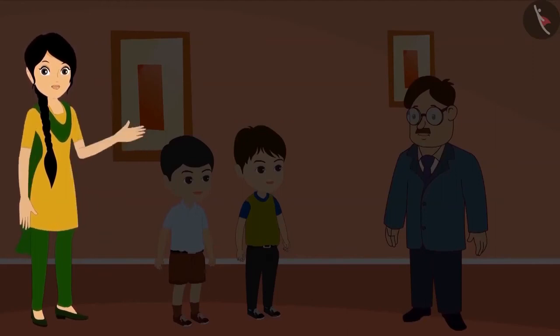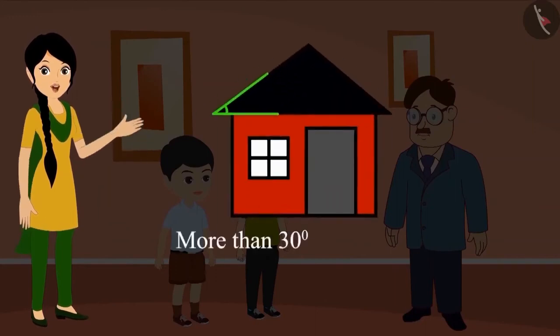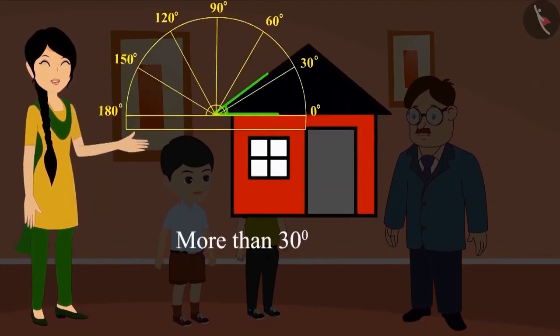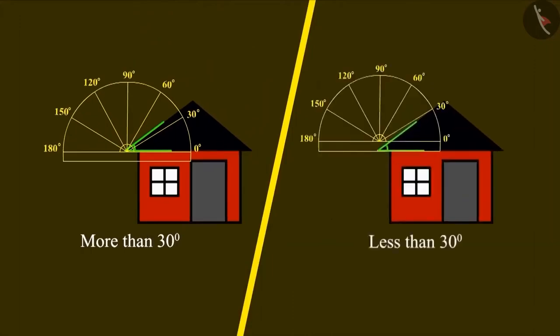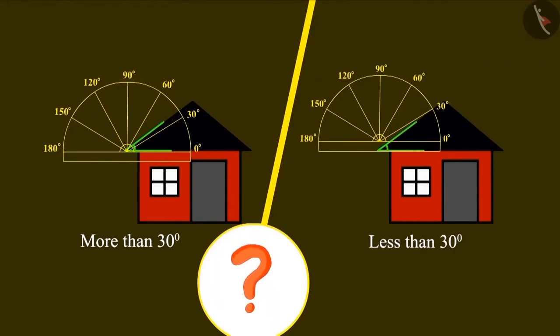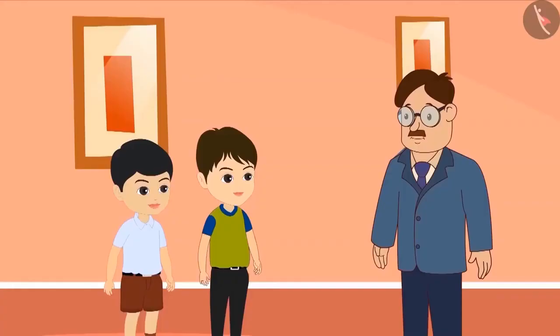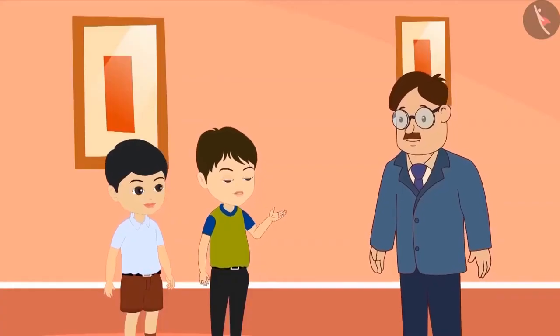According to Bholu, the measurement of this angle is more than 30 degrees, and according to Golu, the measurement of this angle is less than 30 degrees. Both of them went to their uncle to find out whose answer is correct. Uncle, how can there be two different measurements of the same angle?